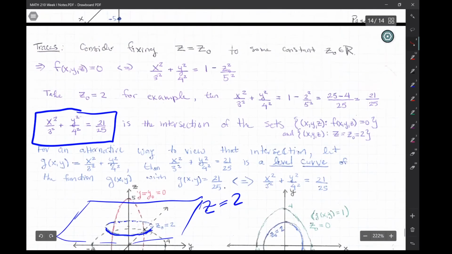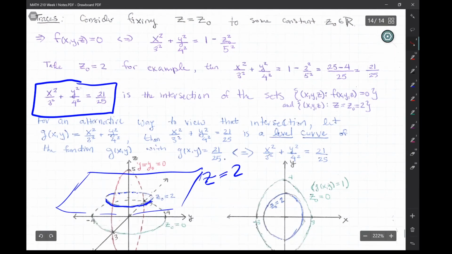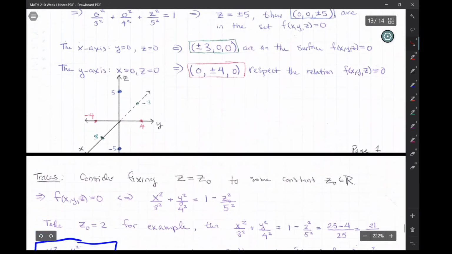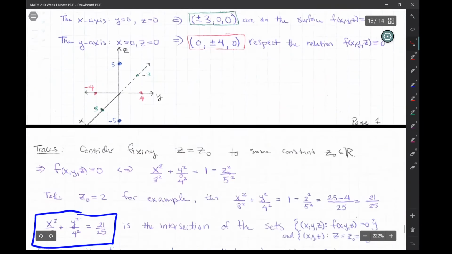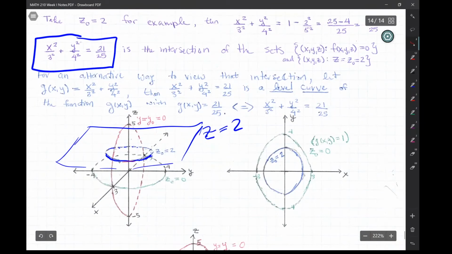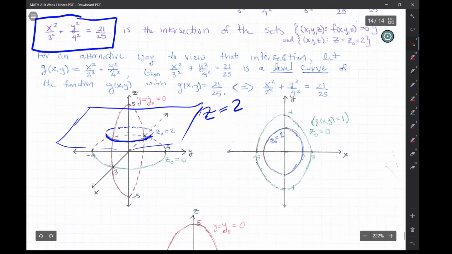Well, that's where the z equals 2 plane intersects this general shape of ours, this relation here. And so you're getting this slice. This is a slice, also called a trace. We didn't have to choose z equals 2. We could have chosen z naught equals 0.